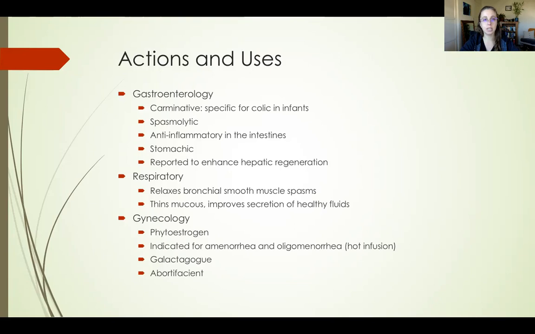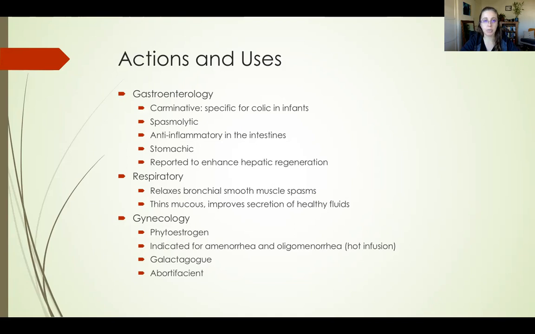Okay, so actions and uses. This is a really great plant because we can use it for several different body systems, as you can see. And that's why we're covering it right now in winter quarter, because you're going over the gastroenterology and respiratory systems. So for gastroenterology, it's carminative and it's specific for colic in infants. So this is safe for the babies.